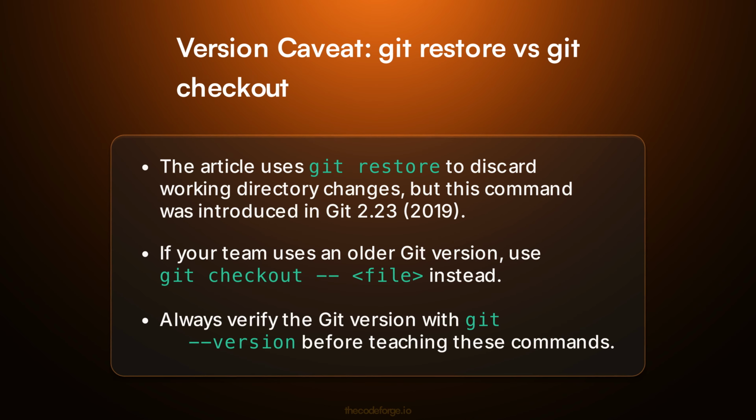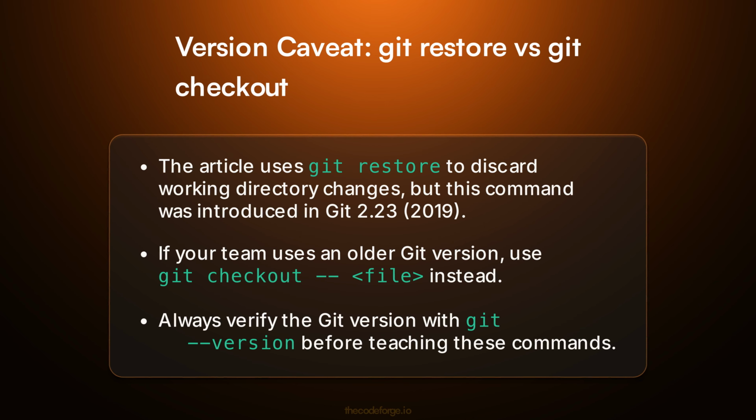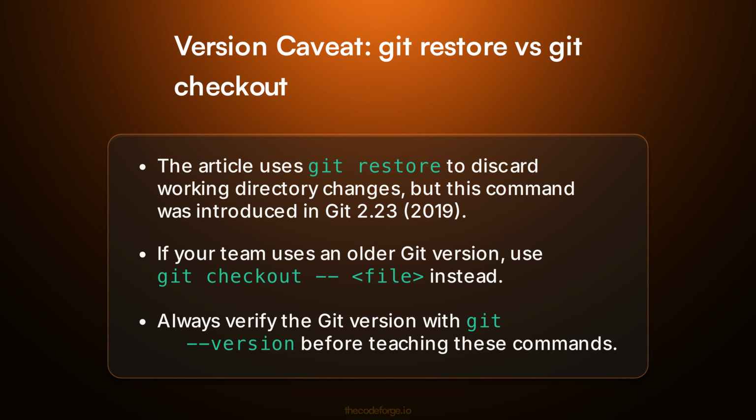The article uses git restore to discard working directory changes, but this command was introduced in Git 2.23, 2019. If your team uses an older Git version, use git checkout -- file instead. Always verify the Git version with git --version before teaching these commands.